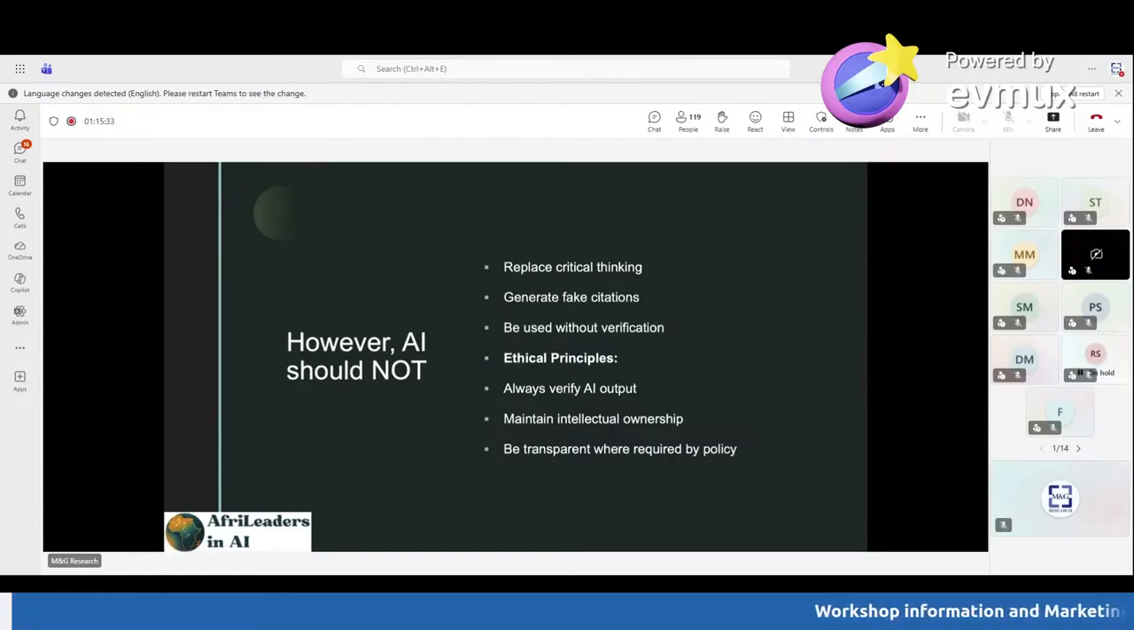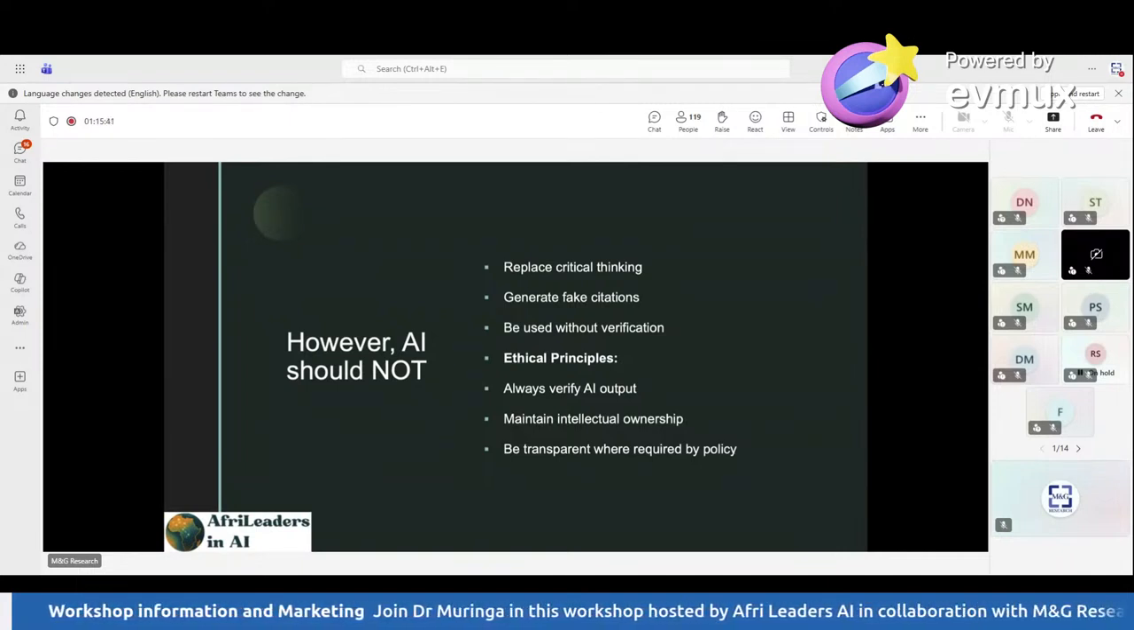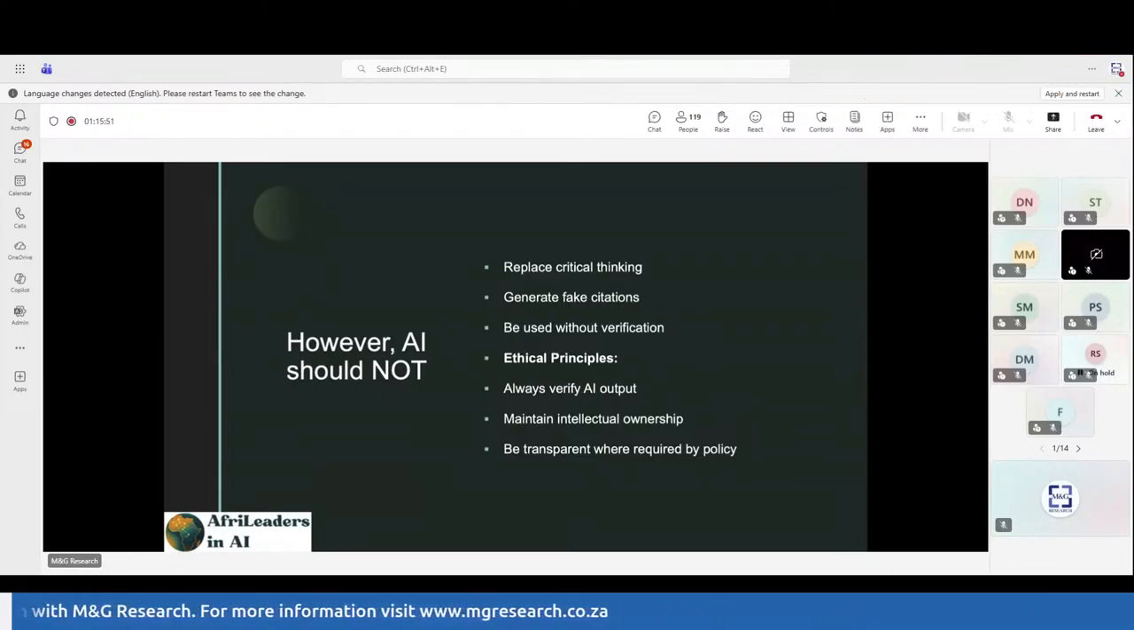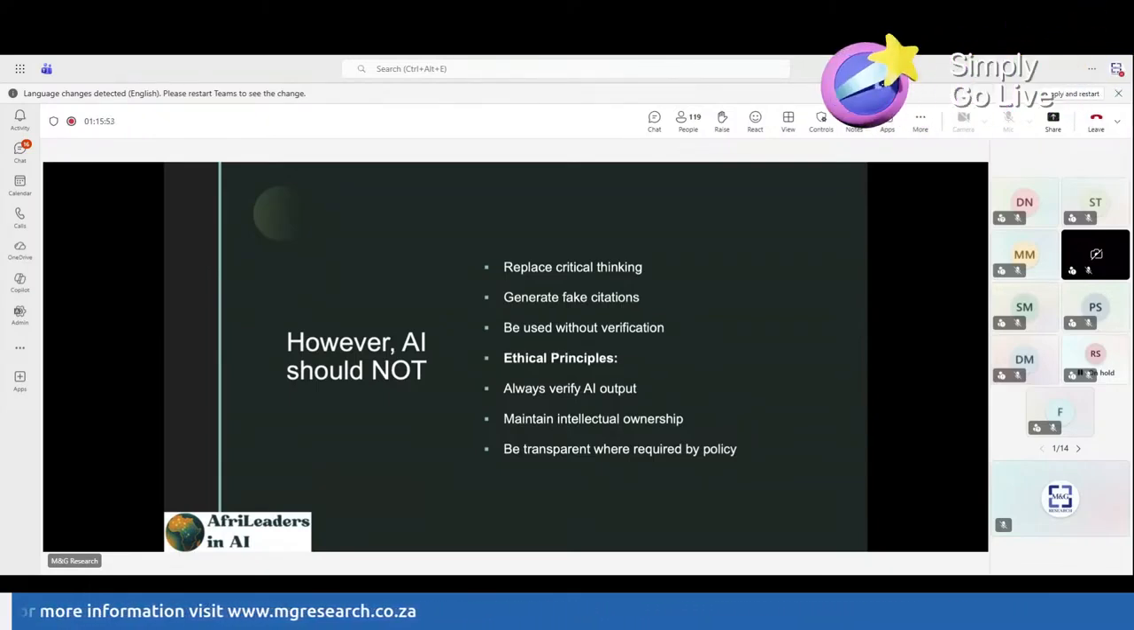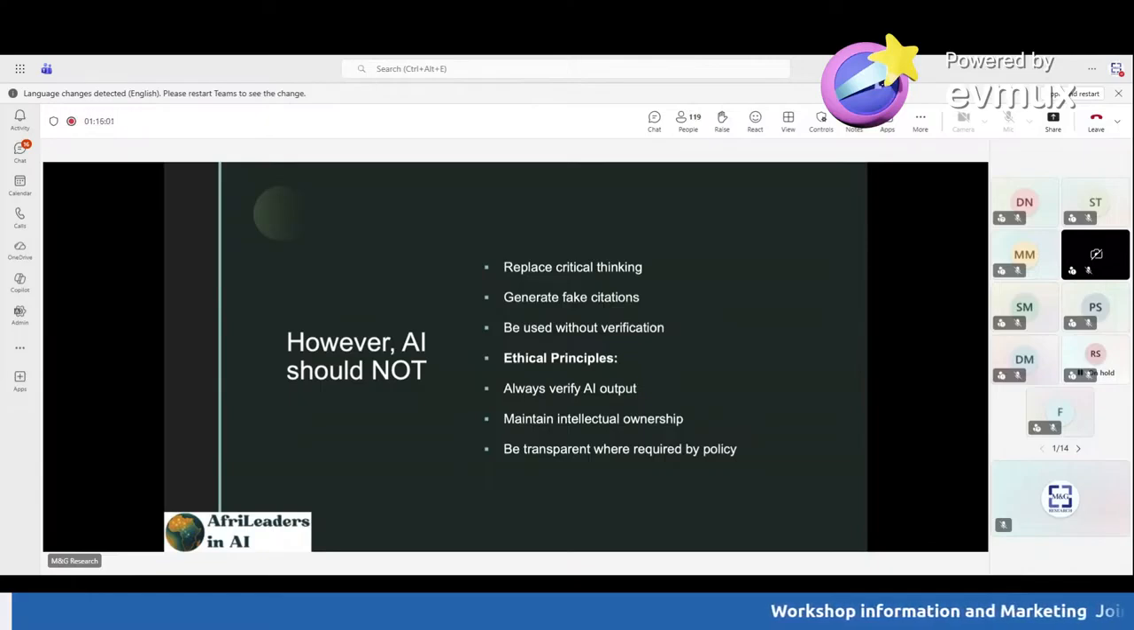So now, however, AI should not, this is a key point, should not replace critical thinking. We need to make sure that we're not generating fake citations. In our previous presentation, one of the days, we also looked at how to avoid fallacies, hallucinations, and other things. So we want to use ChatGPT also to make sure that we are verifying our work, right?